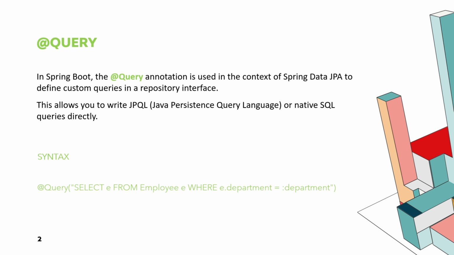In finder methods, we do not write native queries. Here we write native queries, like select star from, like that we can write. If you look at the syntax, in the @Query I am passing the department value. Select star from employee where department equal to colon department. Colon department means we are passing the department value to this query.